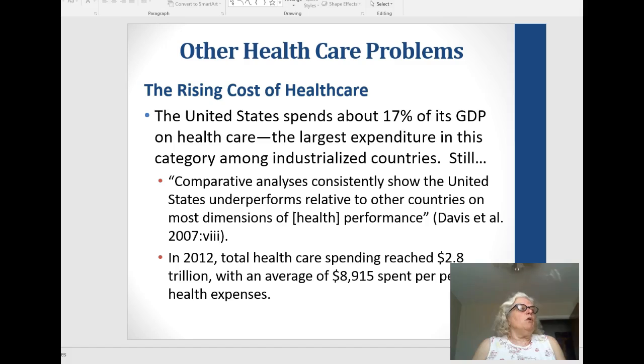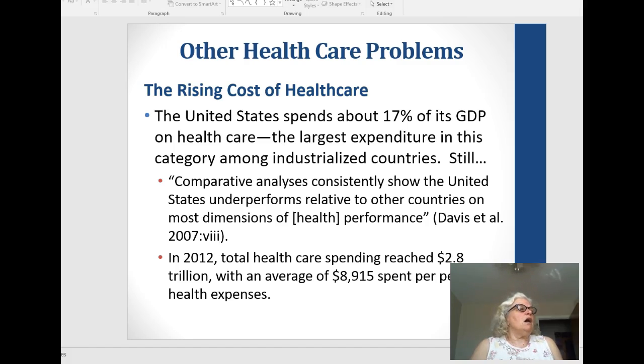So, what are the problems here besides that? The rising cost of healthcare. The United States spends more on healthcare than any other first world country per capita, per person. And yet, we had what was considered the best healthcare in the world in the 1960s and 70s, and we are no longer considered that. There are high expenses out there that occur.